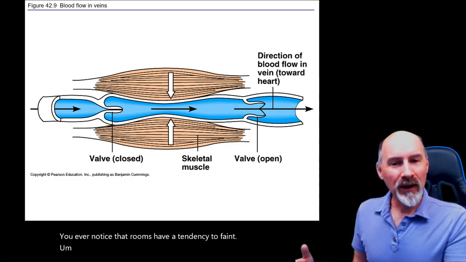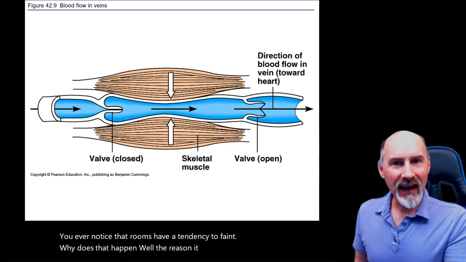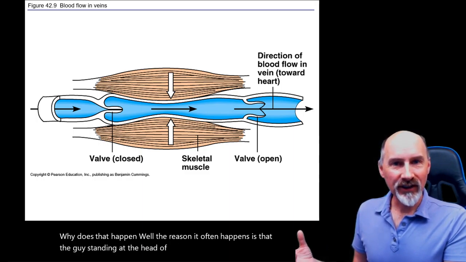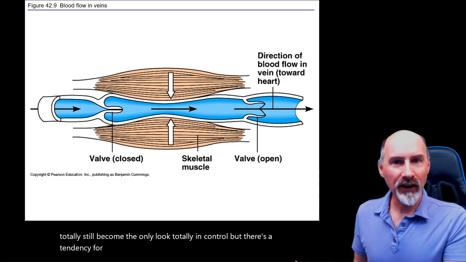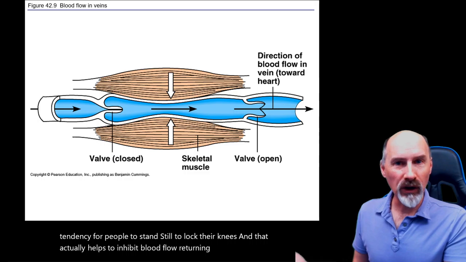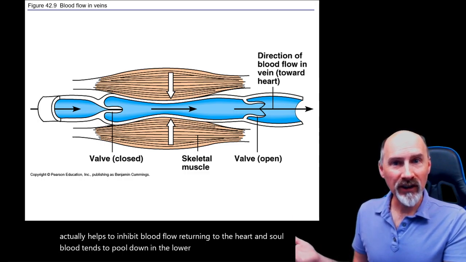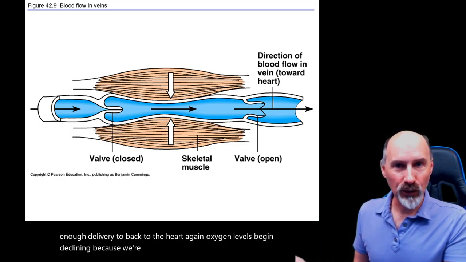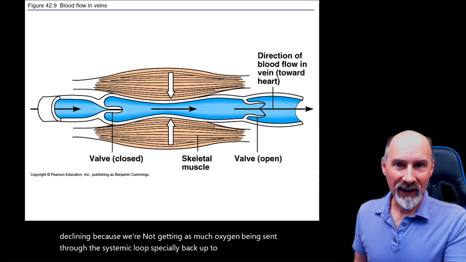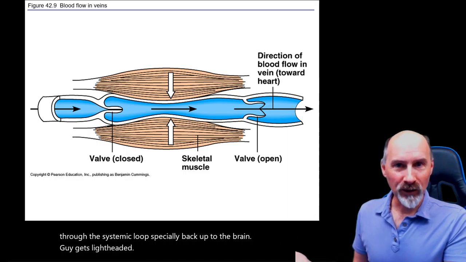Why does that happen? Well, the reason it often happens is that the guy standing at the head of the aisle is just trying to stand totally still, be calm, look totally in control. But there's a tendency for people to stand still and lock their knees, and that actually helps to inhibit blood flow returning to the heart. And so blood tends to pool down in the lower leg, and you don't get enough delivery back to the heart. Oxygen levels begin to decline, and because we're not getting as much oxygen sent through the systemic loop, especially up to the brain, the guy gets lightheaded, and he falls over.